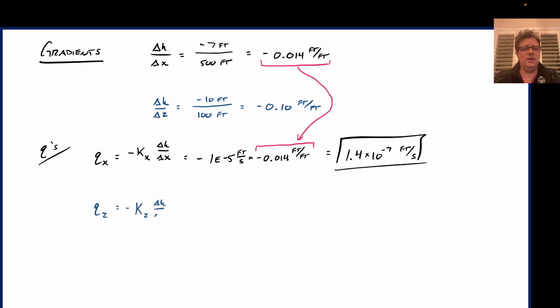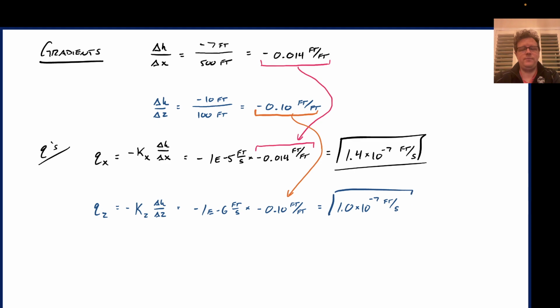And we can do the same thing in the vertical dimension here, paralleling what we just did in the horizontal, grabbing that hydraulic gradient that we've previously calculated, and we can get a specific discharge of 1 times 10 to the minus 7th feet per second. So we've got our gradients and we've calculated our component discharges as requested in the problem statement. Next step is to put this all together.